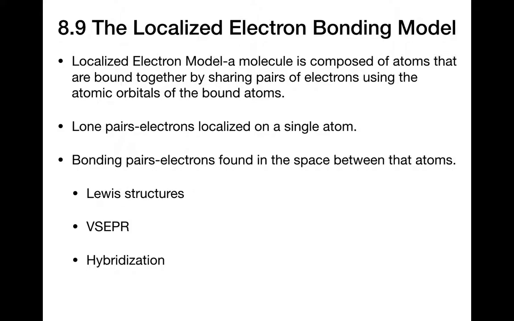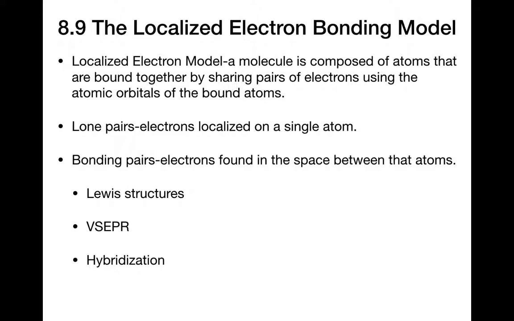And then we have bonding pairs, which are electrons found in the spaces between the atoms. So these are the ones that are shared. So we distinguish between lone pairs that are not used in bonding, or non-bonding electrons, and bonding electron pairs.